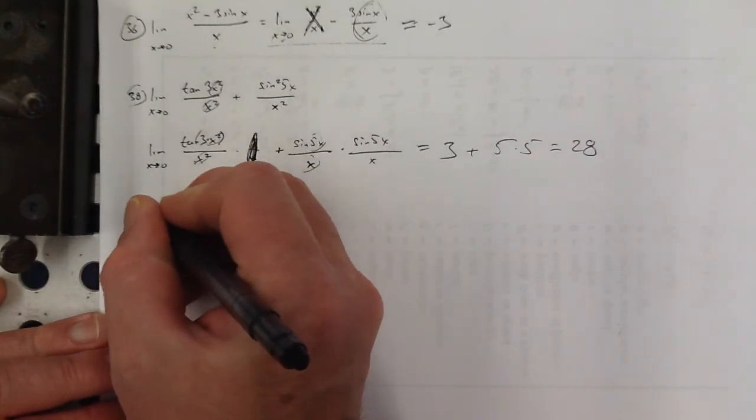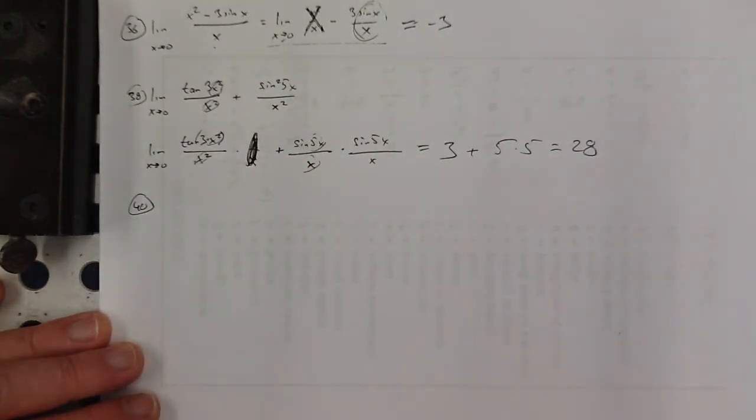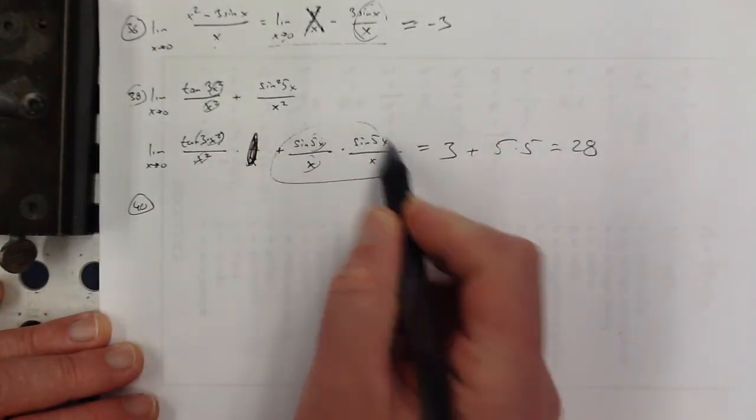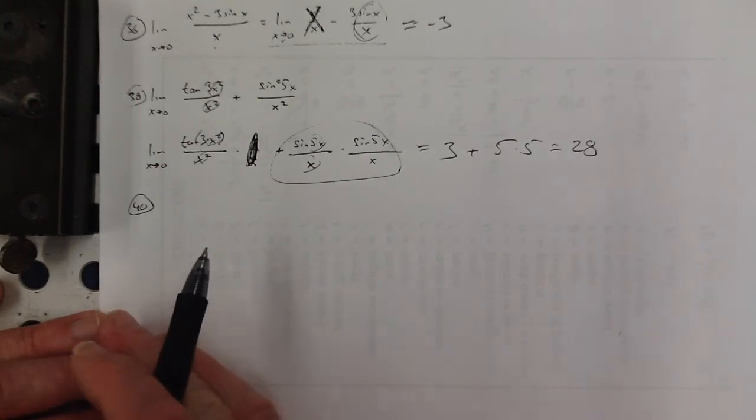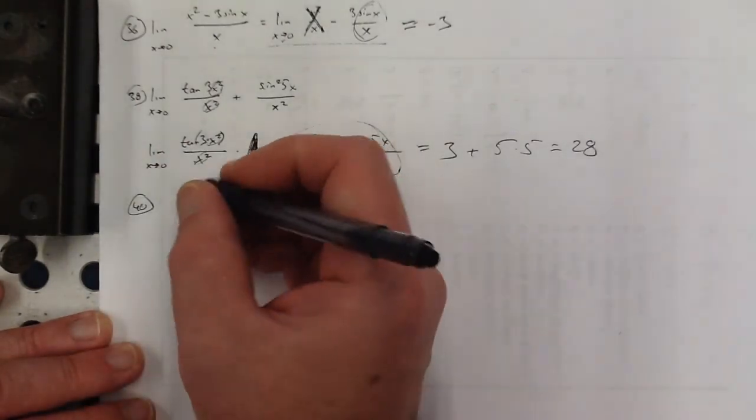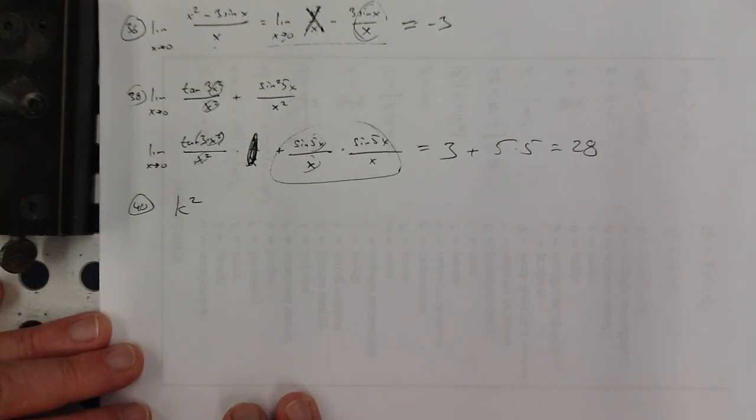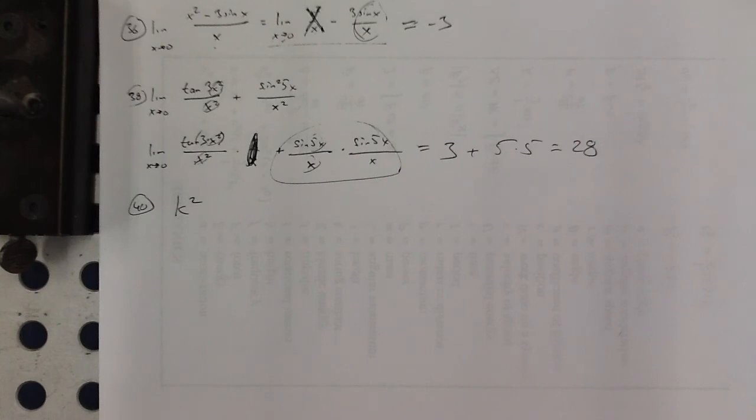All right. And last one, number 40. Number 40 is just kind of an example of that. This is just k squared when you split up those two, the sine squared, and that's it.